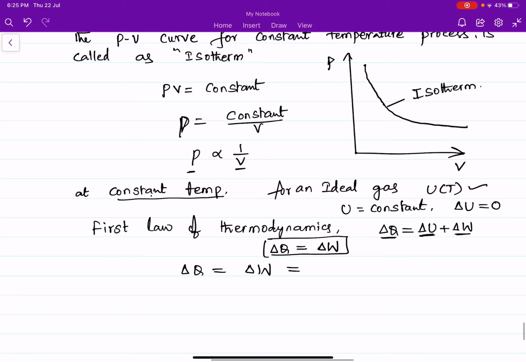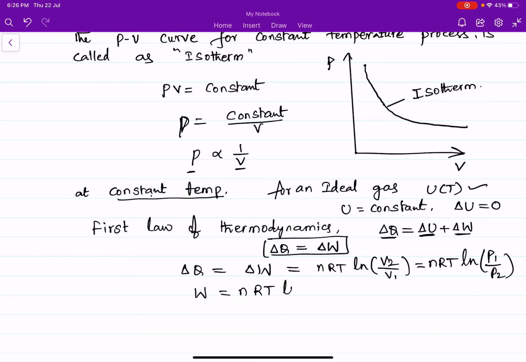That work done is given by the equation nRT ln V2 by V1, which is also equal to, in terms of pressure, nRT ln P1 by P2. So here work done is equal to nRT ln V2 by V1.